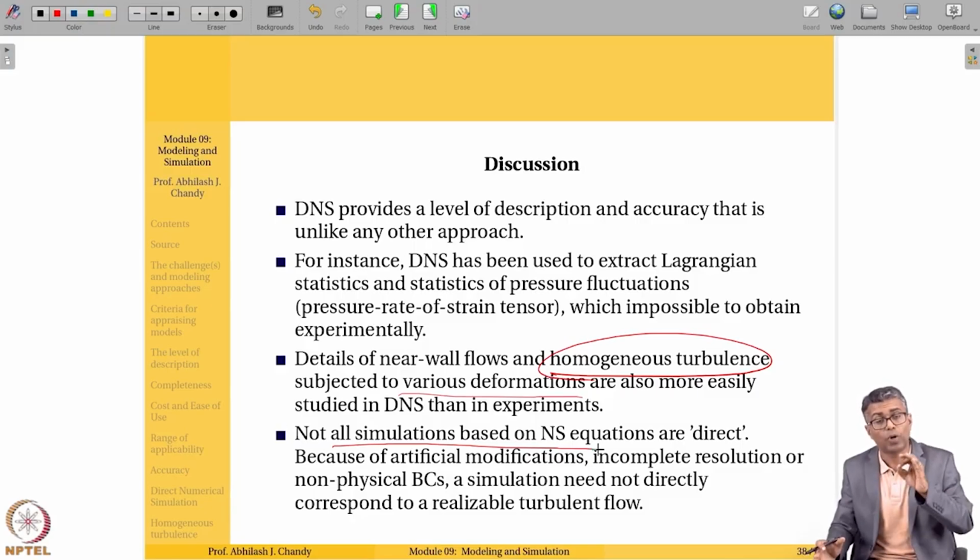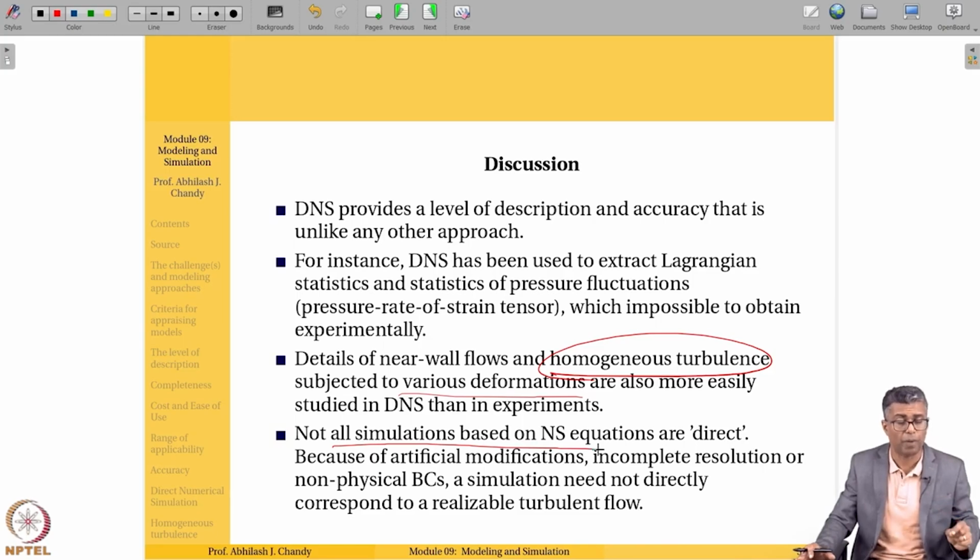They are direct only to the extent that you're solving the equations exactly, resolving it to the finer scale. But there is still a matter of the boundary conditions. Where are you getting those boundary conditions from? Are they exact? Only when those are exact does it become fully, completely direct. I hope you're following me here.